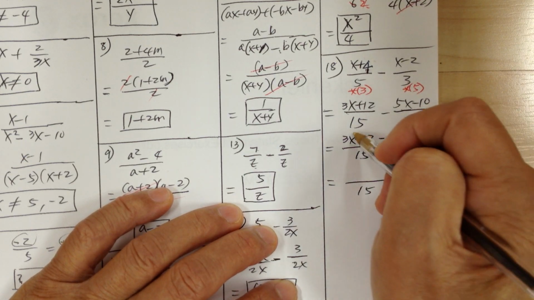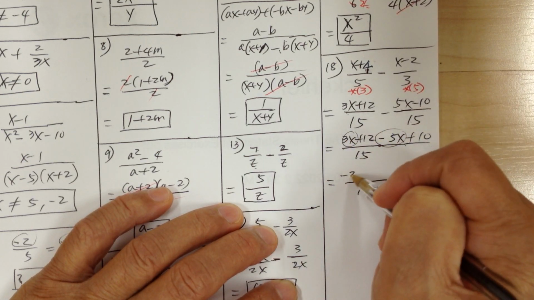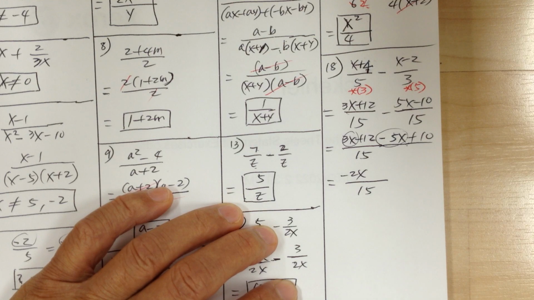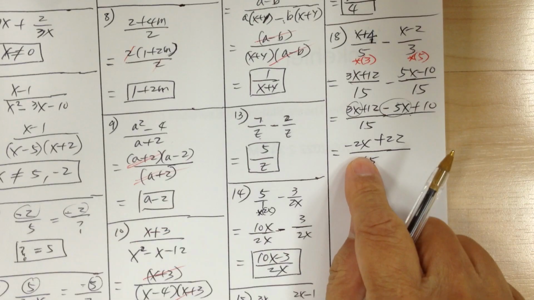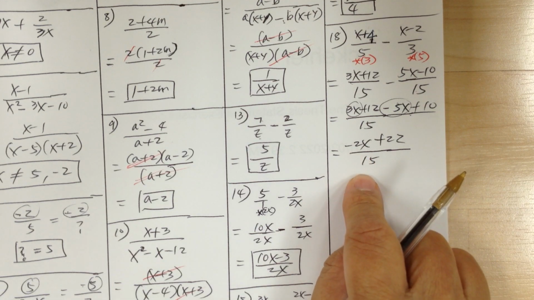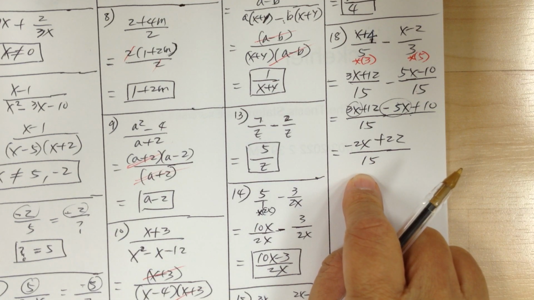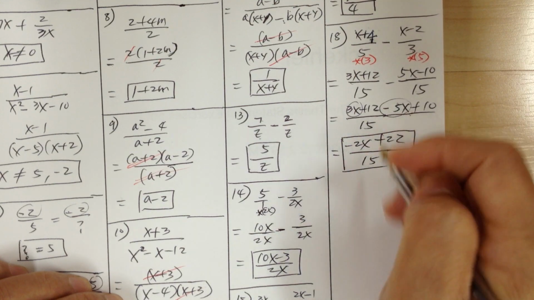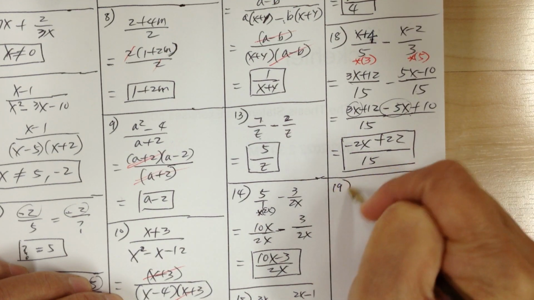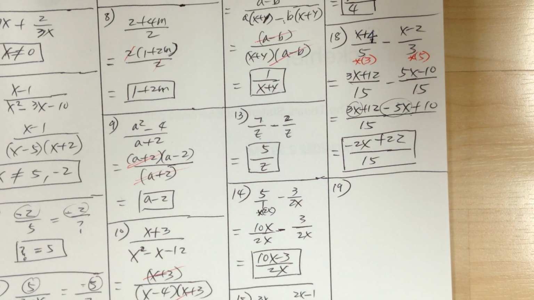So let's go and combine the like terms. So this would be minus 2x plus 22. And this one, you can factor out the 2, but it doesn't help you. So you don't have to do anything after that. So you can just box that. Okay, let's go to number 19.